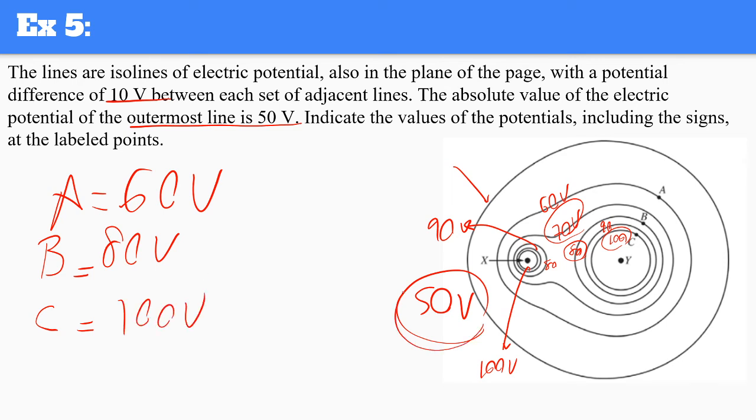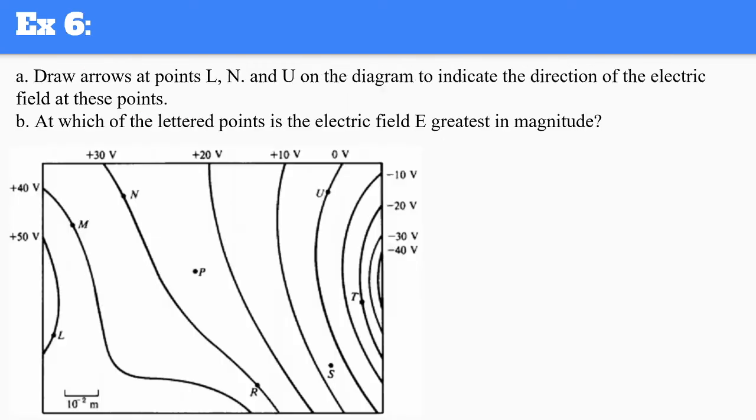All right, all you have to do is figure out, or whatever they give you, take this as a reference and then look at the differences in between each line, and then you just increase or decrease by that same amount. And also recognize that as you get closer and closer, you're going to have a greater and greater potential. All right, this one is not that uniform, it's a little bit different shape, but let's see what's happening. So draw arrows at points L, N, and U on the diagram to indicate the direction of electric fields. So they are asking for electric fields.